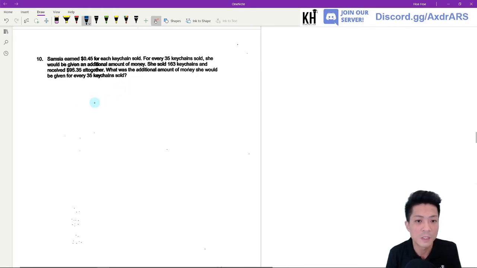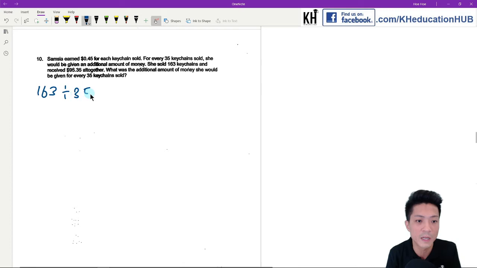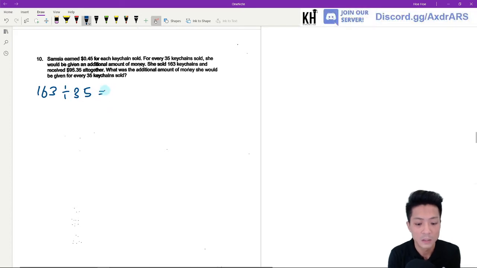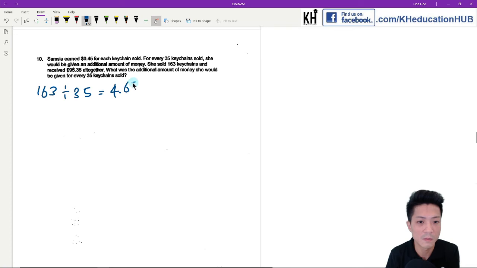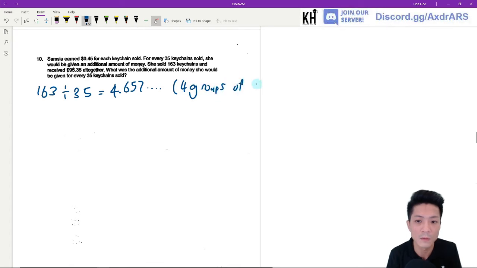So the first thing we need to find is how many groups of 35 keychains were sold. I'm gonna use 163 divided by 35. This is going to give me 4.657..., which suggests that there are 4 groups of 35.